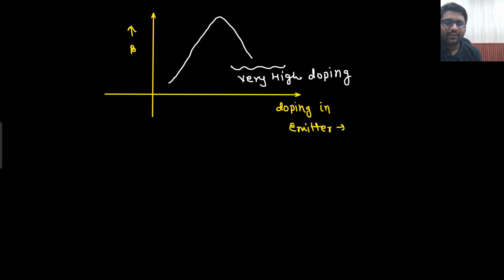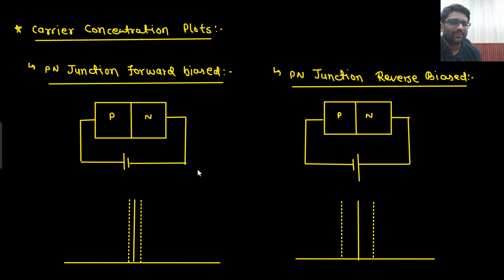Okay. Now the last topic is left, the carrier concentration plot we need to draw. So for PN junction, this was your forward bias, this was your reverse bias. Can you draw the concentration plot? Yes sir. If I make it P plus, and here I make N plus. Okay, fine.